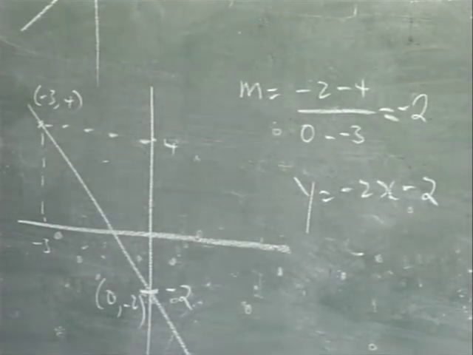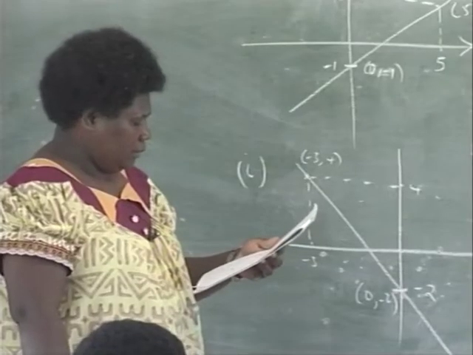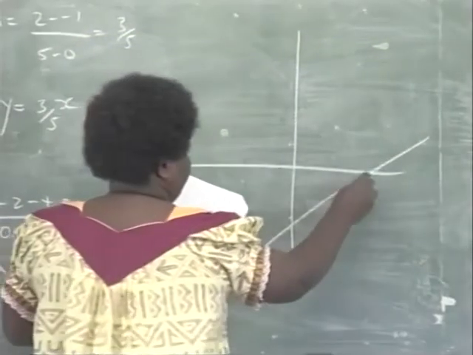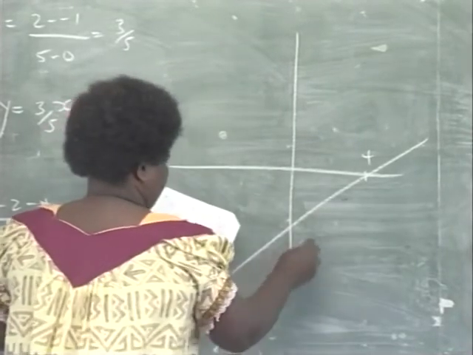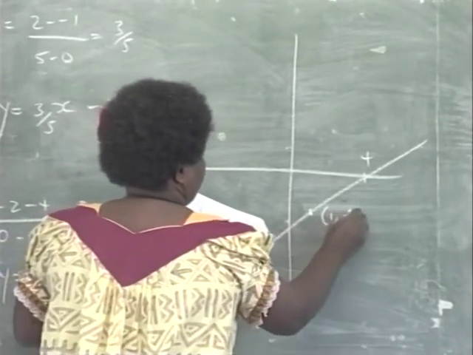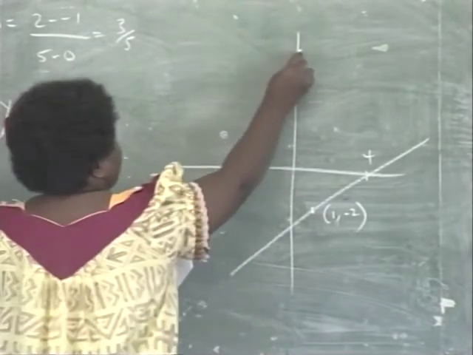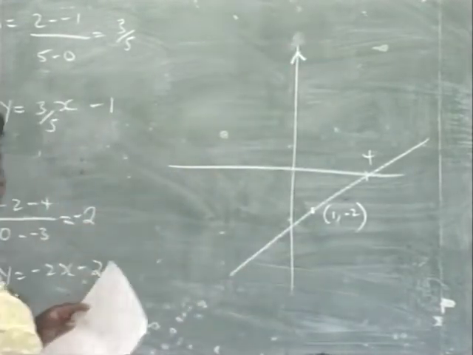Another one? M or N? M. G, H, I, J, K, L, M. Okay, that's the line for letter M.